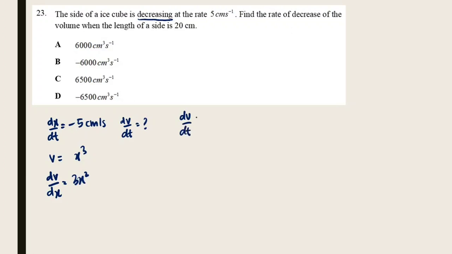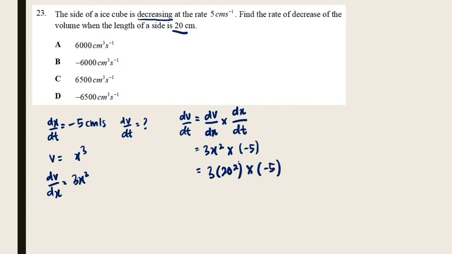To get to our dv dt, we need to take out our chain rule. dv over dt, and we already have the information for dx dt, so down here we also put our dx. So dv dt is given by 3x squared times dx dt. dx dt is negative 5. We want to find this rate when the side is equal to 20, so you can directly substitute 20 squared times negative 5. Use a calculator and you're going to get that dv dt equals negative 6,000, so 6,000 cm cubed per second. So that is answer B for question number 23.